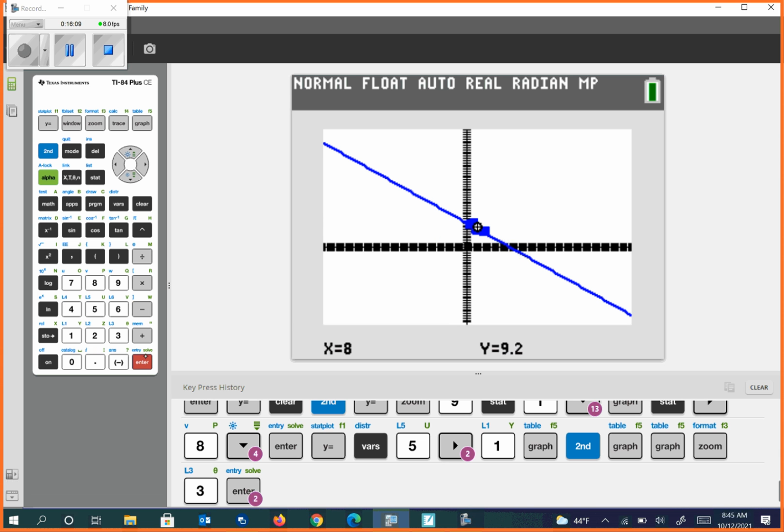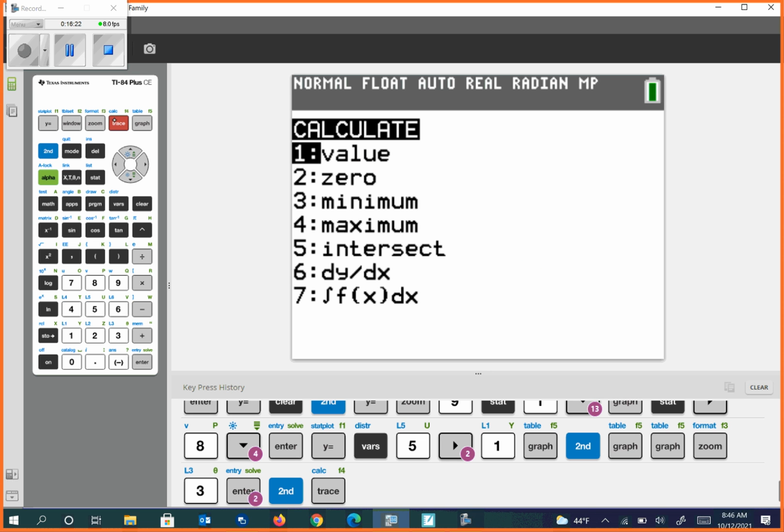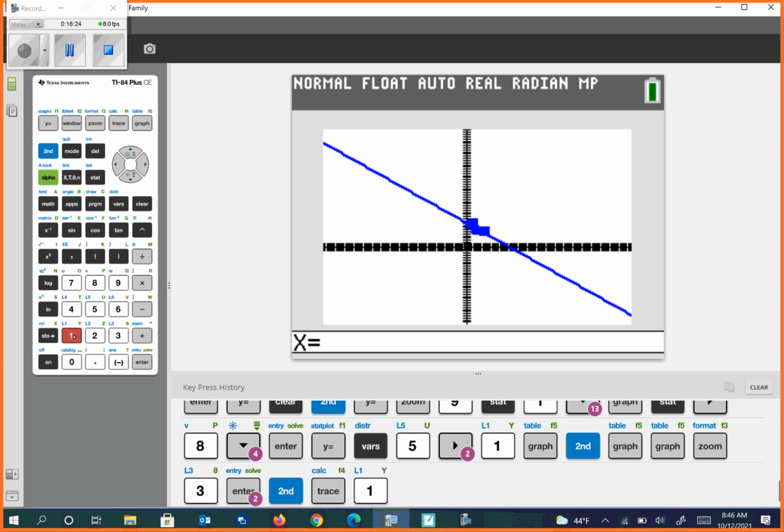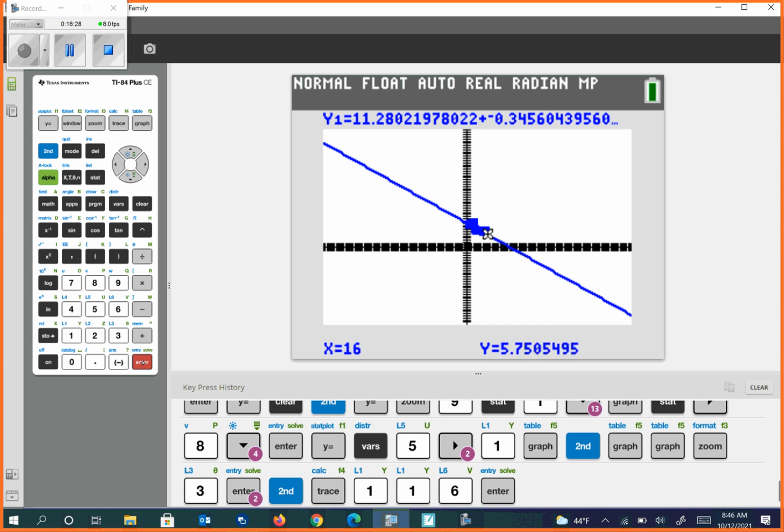So 2016 means I'm going to check for a value. I'm going to go second, calculate. I want a value at 16. So at 16, that's claiming that we have a 5.75% unemployment rate.